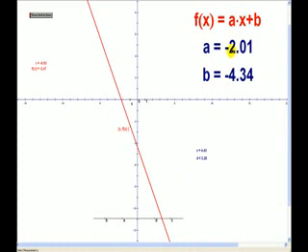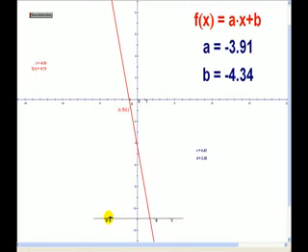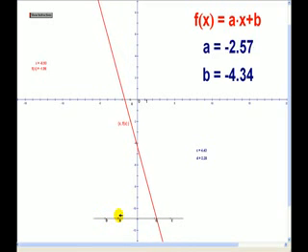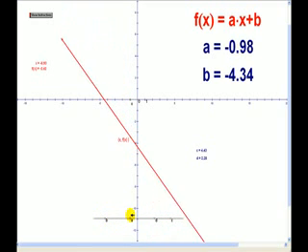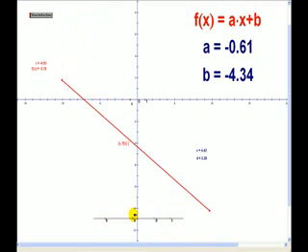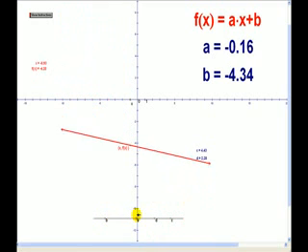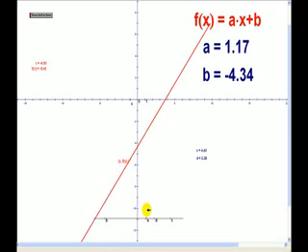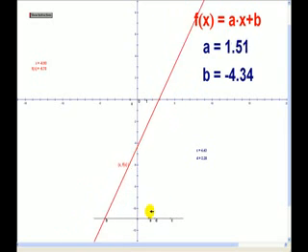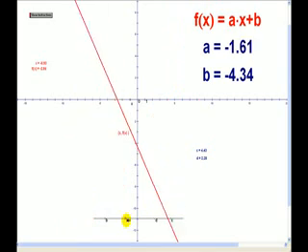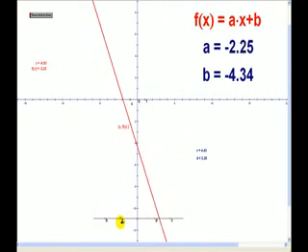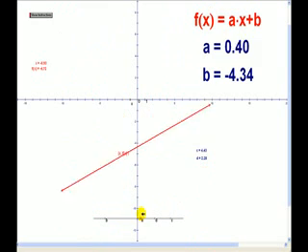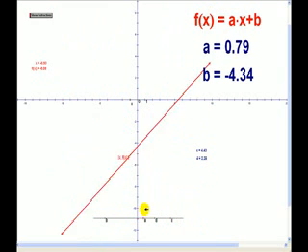Let's change the value of the slope and see how it affects the line. Here we see if the slope is negative, the line slopes down from left to right. And as soon as the slope changes to positive, the line starts to slant up from left to right. So here we have positive slopes and here we have negative slopes. Notice changing the slope does not affect the y-intercept.